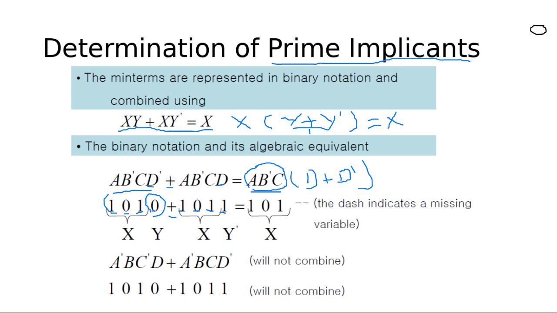And we will use a dash. Dash is also important. When the bit is the same, we will use a dash for that bit. It means it is not important. You can use the 0 or you can use the 1 instead of D, but it is not changing the results. Okay.